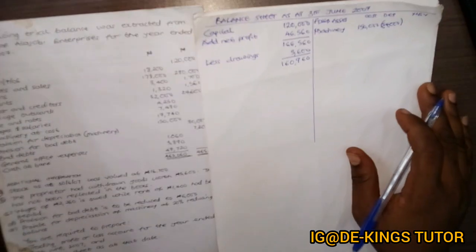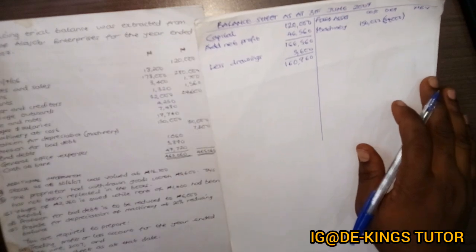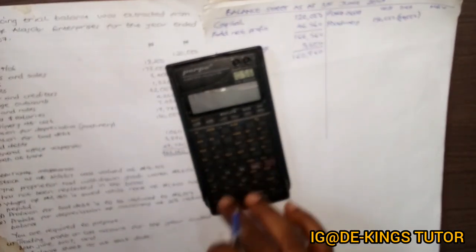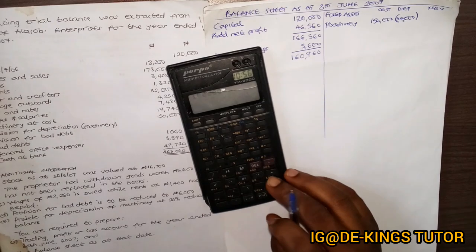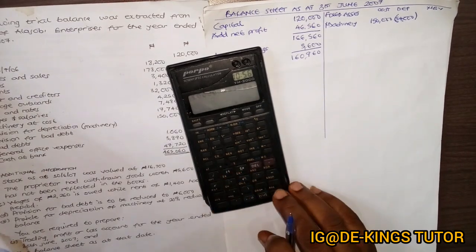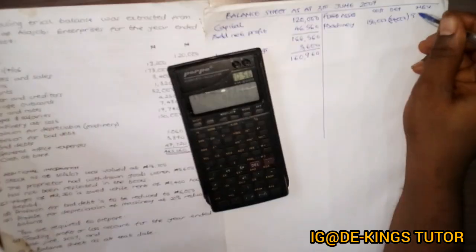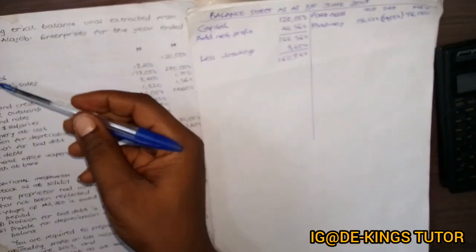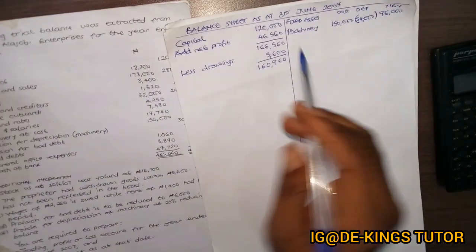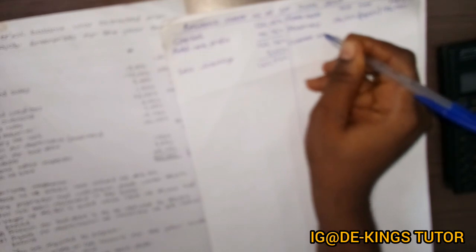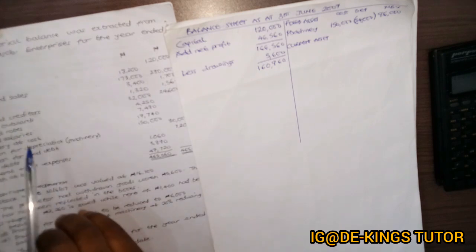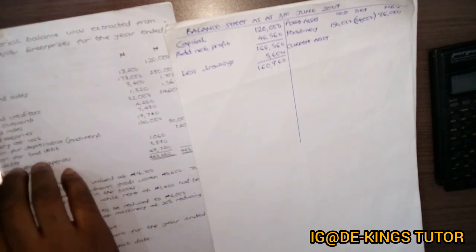So 150,000 minus 54,000 gives us 96,000. Any other? No. So come to current assets. Check current assets. Now what are the current assets?